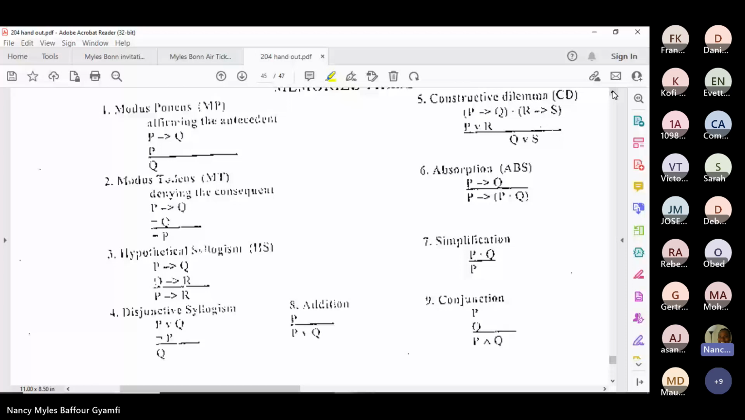P conditional Q, Q conditional R, therefore P conditional R. I could have used variables to show you. I could have used English translations. Then you will have to do the symbolism. If I did that, I could have said all mangoes are fruits and all fruits are edible. Therefore, all mangoes are edible. Translate, symbolize, test for validity. Plot your answer on a Venn diagram showing clearly all your work. 12 marks.